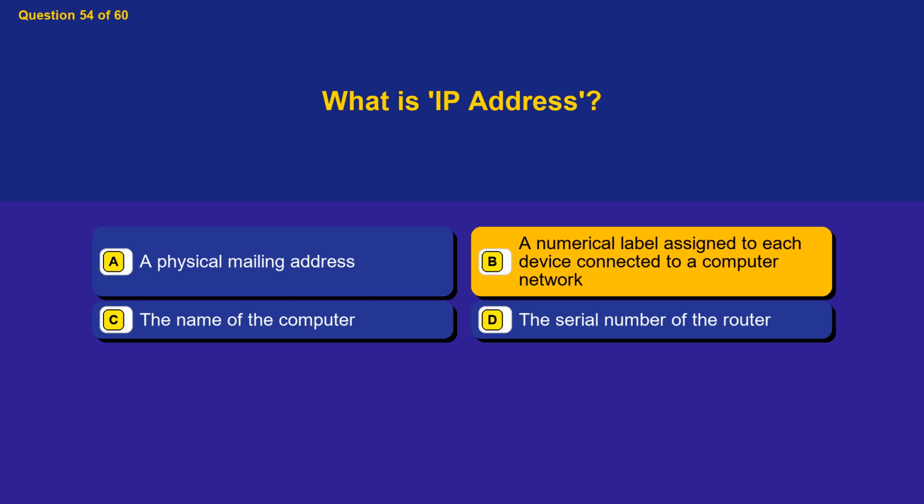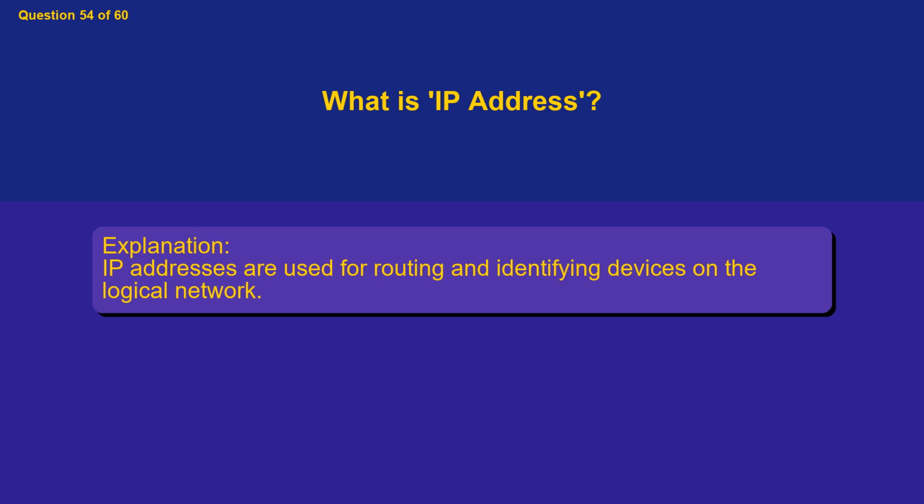The correct answer is option B. A numerical label assigned to each device connected to a computer network. IP addresses are used for routing and identifying devices on the logical network.